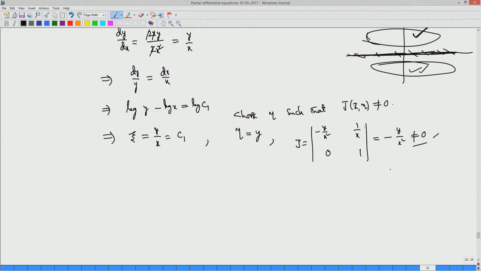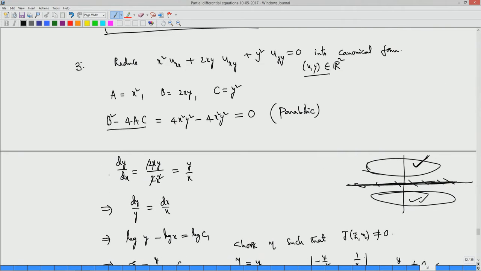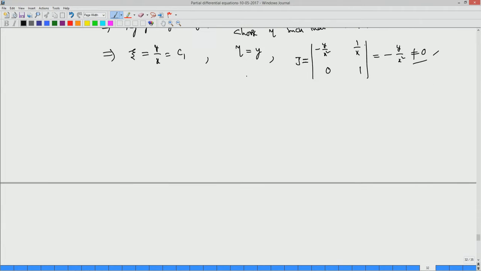So, this Jacobian is non-zero. You have these new variables: xi is y by x, eta is y. What we need is uxx, uyy and uxy. So, just do a little calculation here.